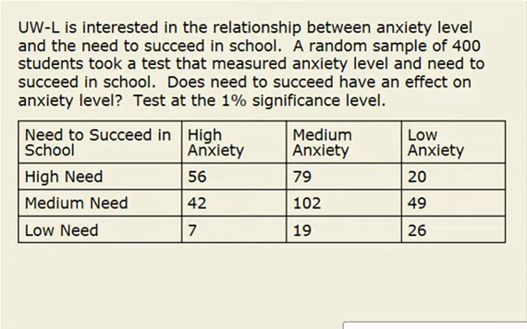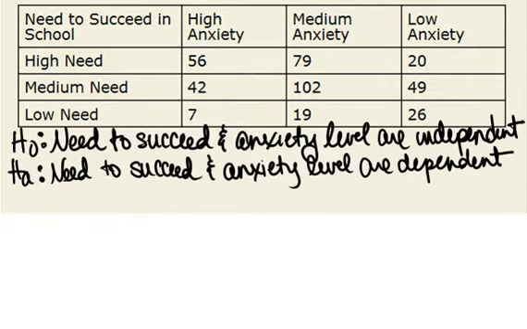So our sample of 400 people were split into one of 9 different categories based on either high, medium, or low need and high, medium, or low anxiety. And what we want to do is find out if there's a relationship between these variables. So this is a test of independence, and when you're doing a test of independence, your null hypothesis is that the two variables are independent of one another, with an alternative hypothesis that they are dependent of one another.